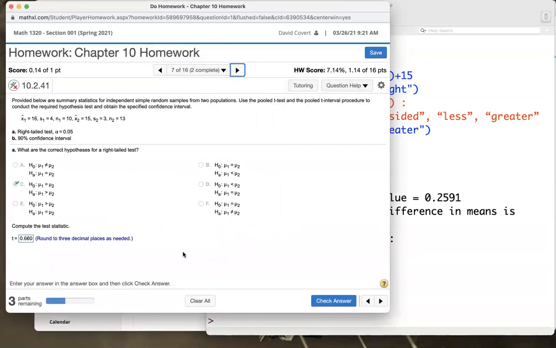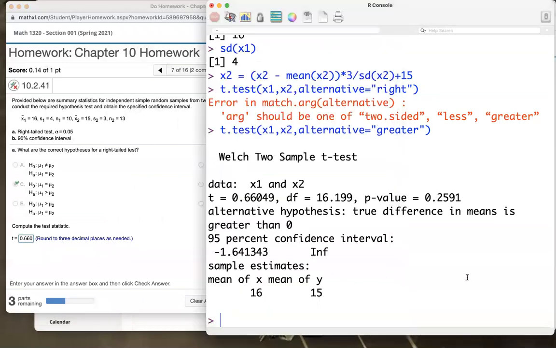So this is a pooled test. That means we want x1 and x2 to be equal as the null hypothesis, and the alternative is greater.